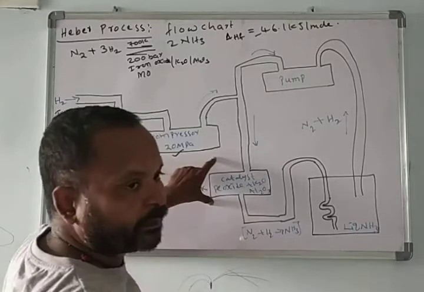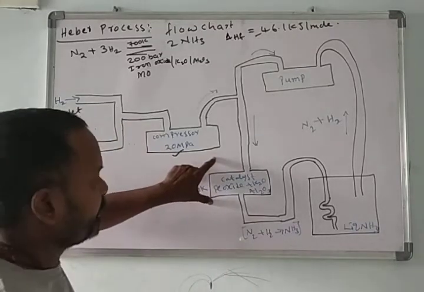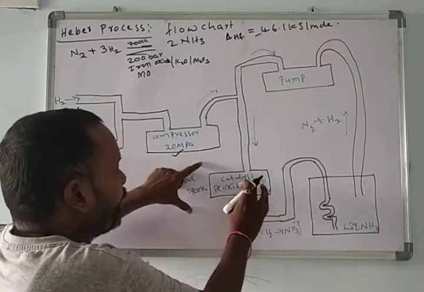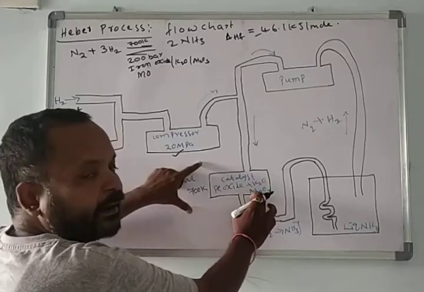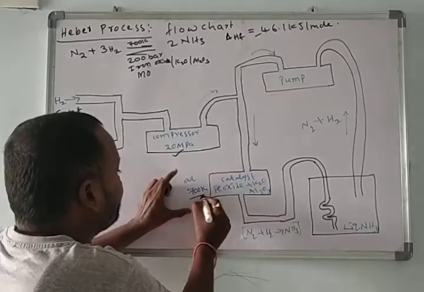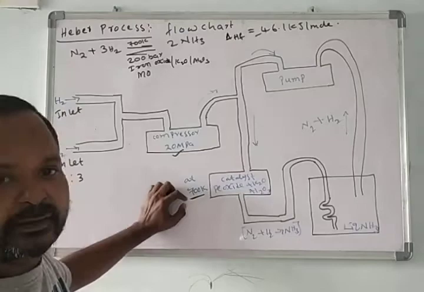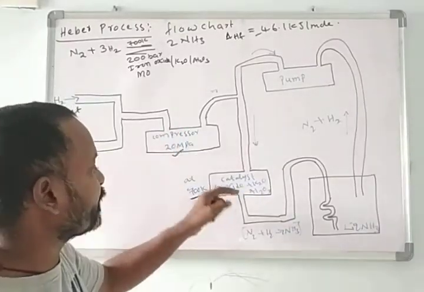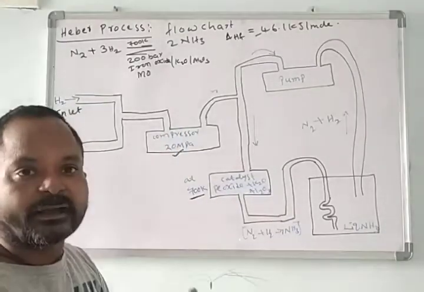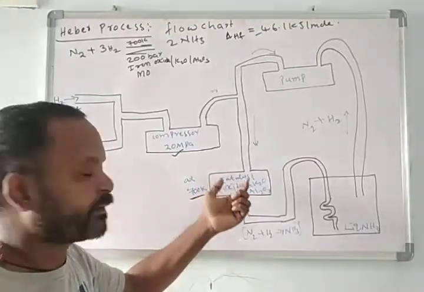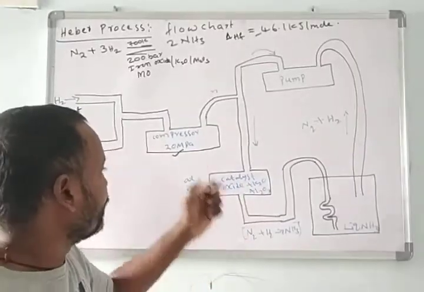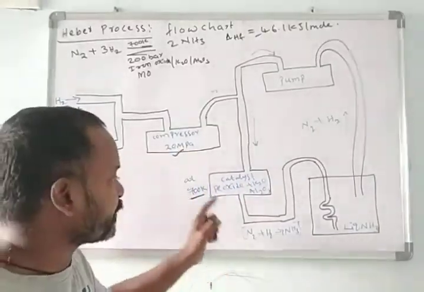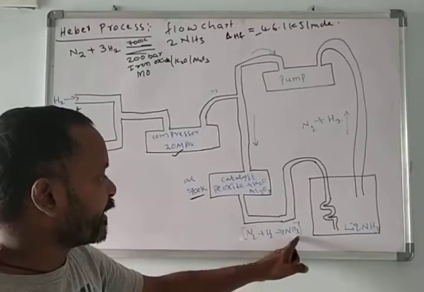Here we have the catalyst. Already yesterday we discussed the catalyst. Here we use iron oxide, potassium oxide and aluminum trioxide at 700 Kelvin temperature. That means nitrogen and hydrogen both react with each other at 700 degrees temperature, at 200 atmosphere pressure, 20 megapascal. Then we'll get ammonia.